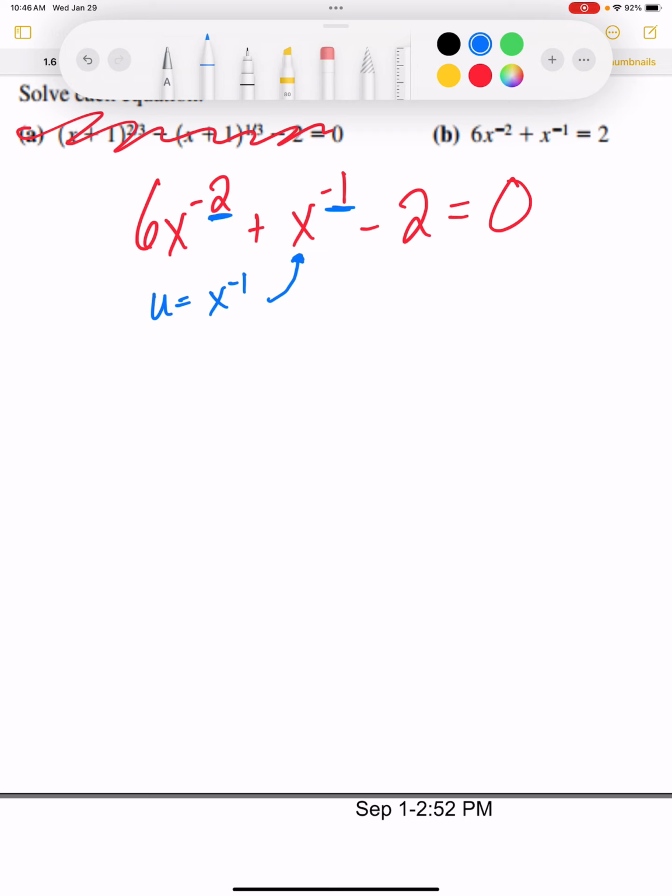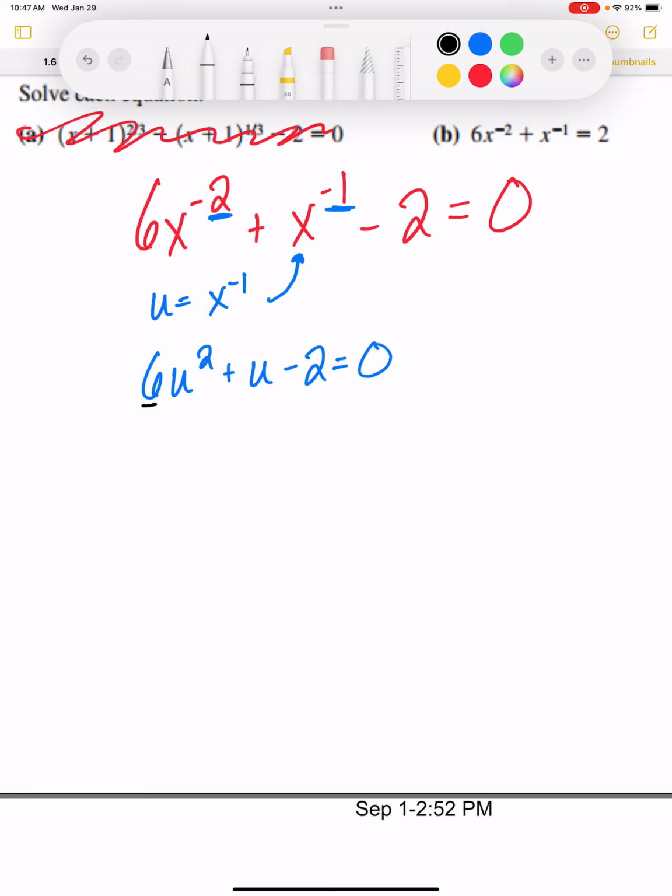So now we have 6u squared plus u minus 2 is equal to 0. Much friendlier. Now I can think about techniques for solving this. It is quadratic now, and to solve a quadratic like this, you've got options. You can try to factor, you can do completing the square, or you can use the quadratic formula. It's really up to you. I always tend to start with trying to factor.